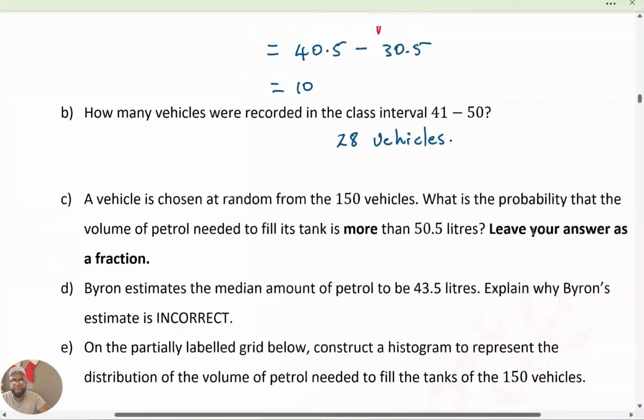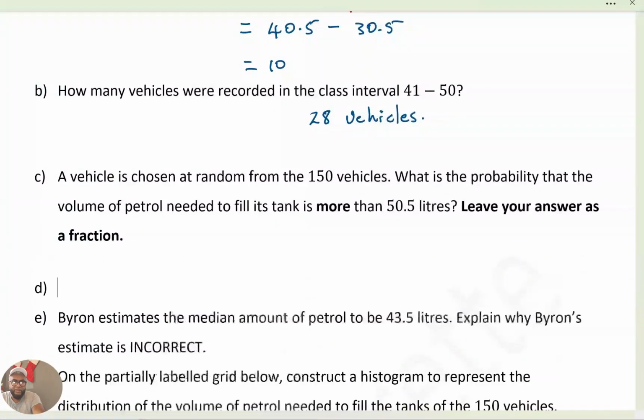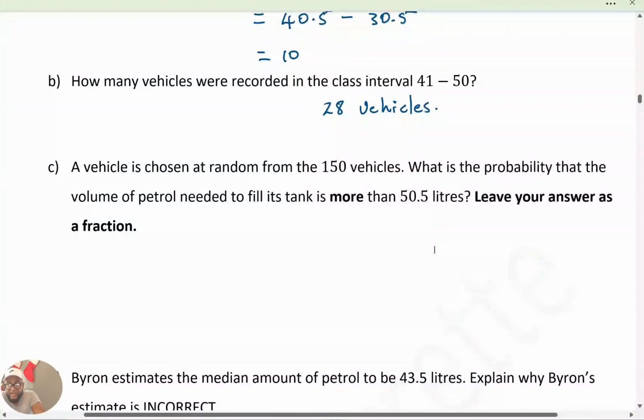Right, 28 vehicles. Right, so we go in here now. They said a vehicle is chosen at random from the 150 vehicles, right? If a vehicle is chosen, what is the probability that the volume of petrol needed to fill its tank is more than 50.5 liters? Leave your answer as a fraction.